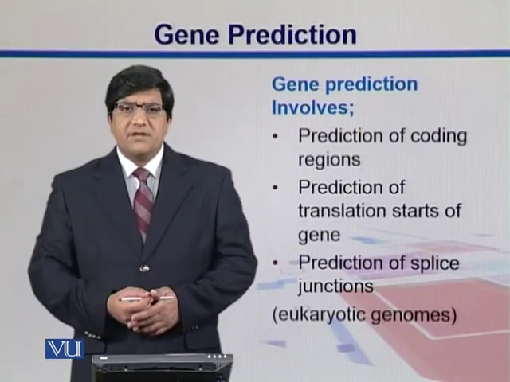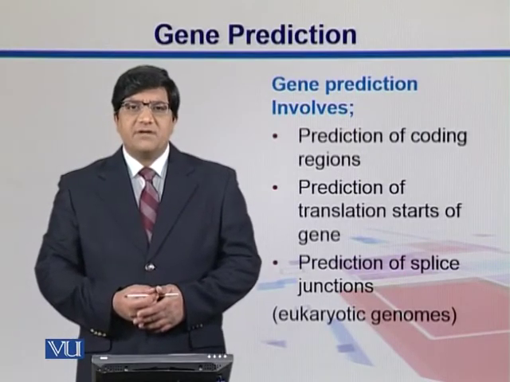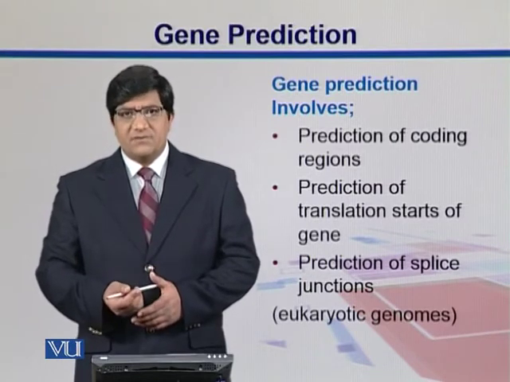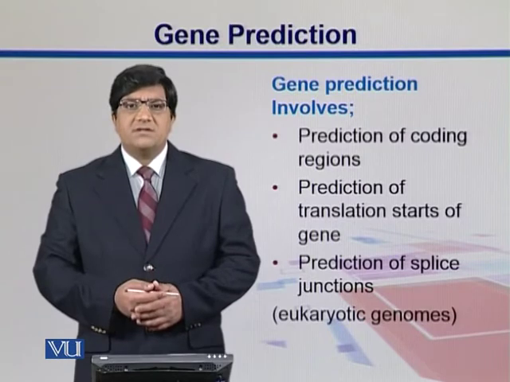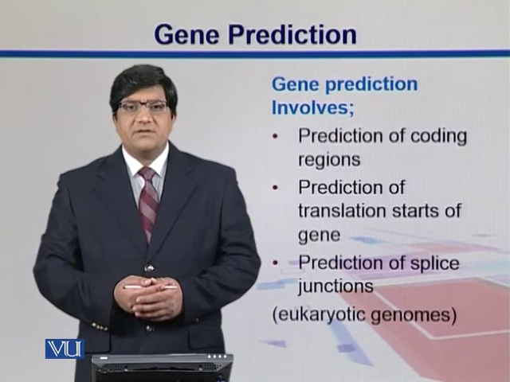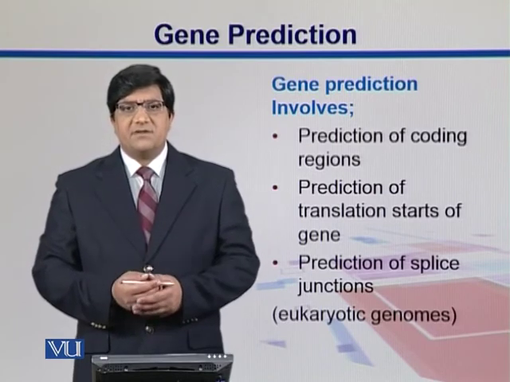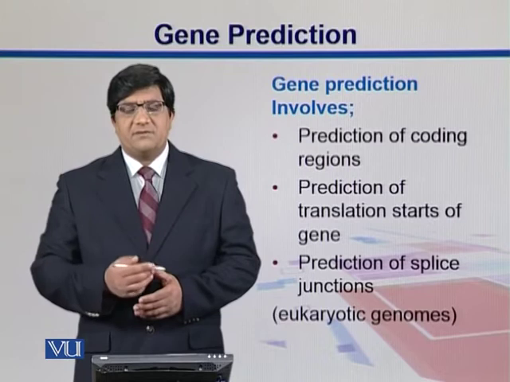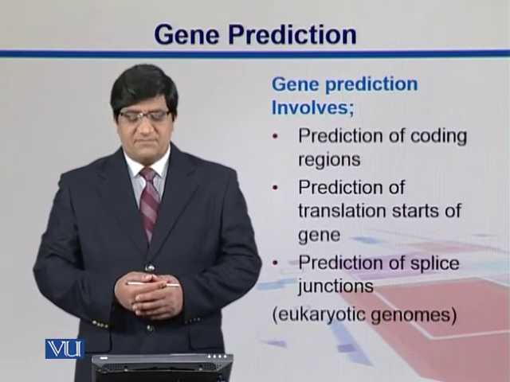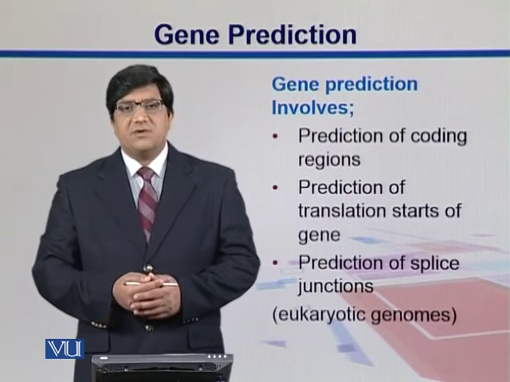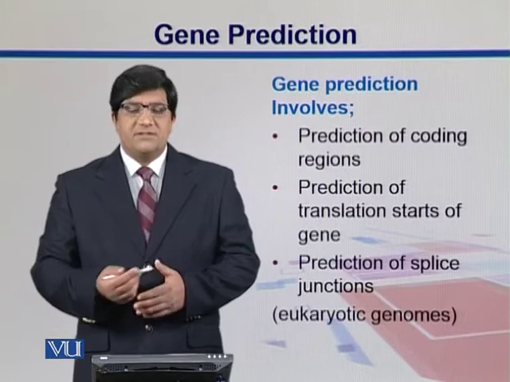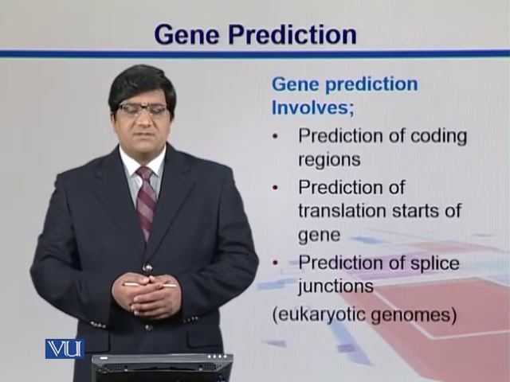Now we talk about gene prediction. So gene prediction involves the prediction of coding sequences and predictions of where the translation starts. Since we are corresponding the genes with the proteins, we are interested in finding the translation starts, which starts with ATG. Then we also predict splice junctions. In the case of eukaryotes, we know that exons and introns, their boundaries are marked by these splice sites or splice junctions.